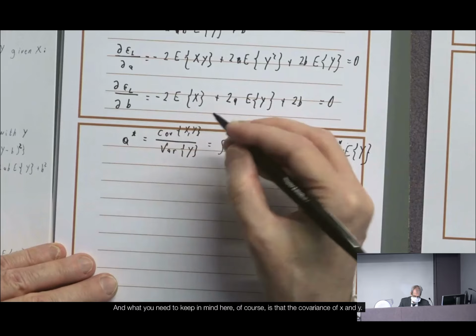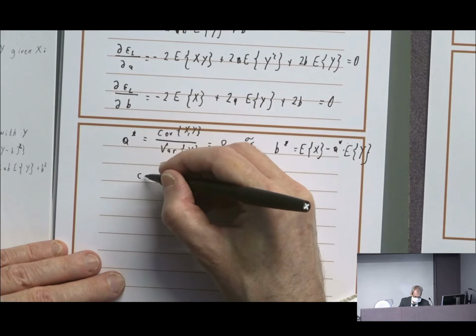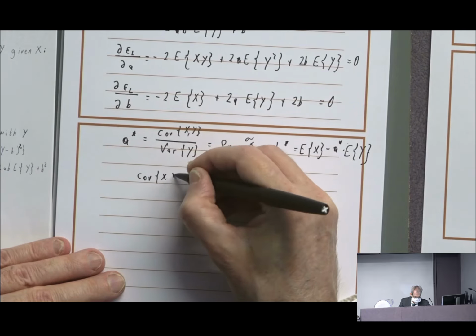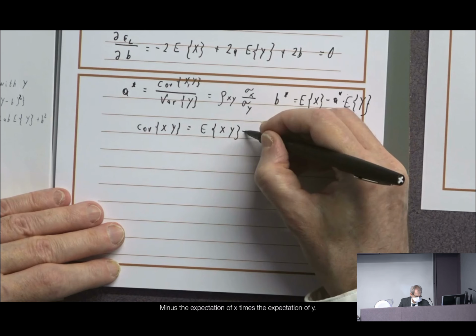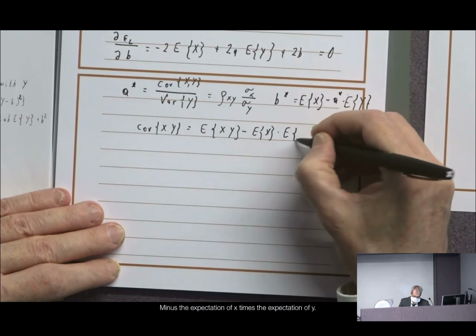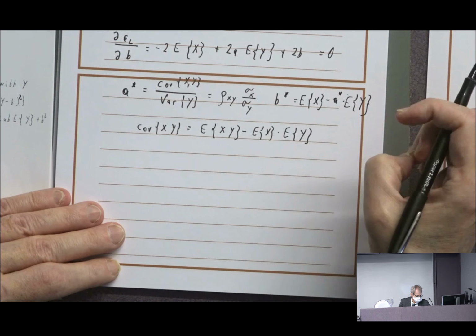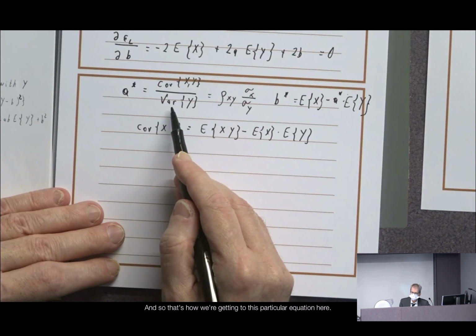Right? And what you need to keep in mind here, of course, is that the covariance of x and y is the expectation of xy minus the expectation of x times the expectation of y. And so that's how you're getting to this particular equation here.